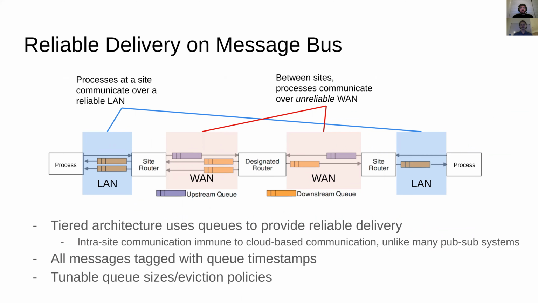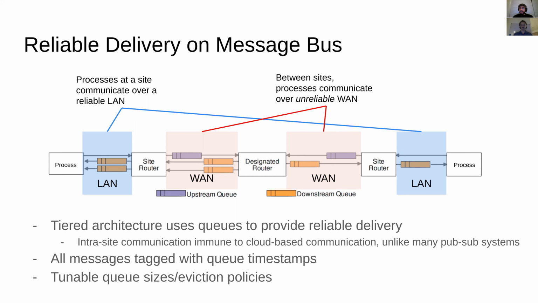And so how do we implement reliable delivery on a message bus? Again, this is not typically a feature that you find in a lot of message buses, but essentially we leverage the tiered architecture to make sure that we're providing secure and reliable communication within a site. So even if your node is disconnected from the internet, you're still able to exchange messages between all of those processes and resources at that local site, and use queues between each of these distributed components so that when communication is broken, messages can be buffered and then redelivered when communication is reestablished.